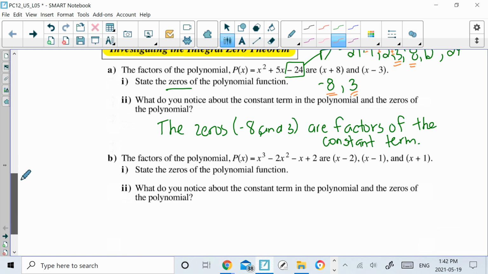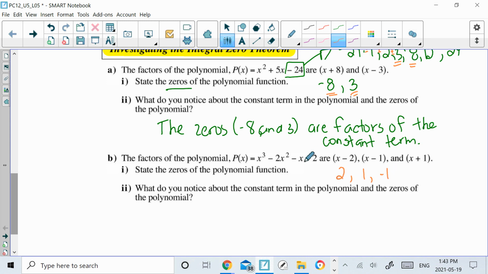Okay. So again, just to see this in one more scenario, they give you a third degree polynomial function. It has 3 factors. That means if these are factors, they're x-intercepts or zeros of the graph. So I've got a 0 at 2, an x-intercept at 2. I've got an x-intercept at 1 from that factor, and this factor would give me an x-intercept or a 0 at -1. These are the zeros or the x-intercepts of my graph.